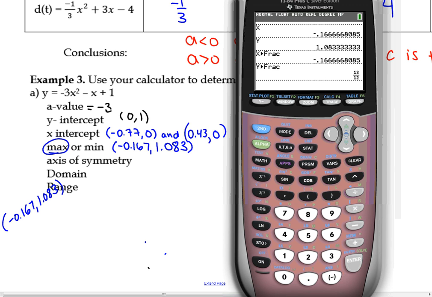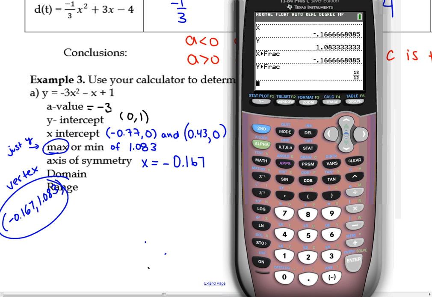Axis, oh no, what did I do wrong there? Max or min, what should I only state? y. So max of 1.083. Just the y value. Or max at y equals just the y value. Axis of symmetry would be the x value. And you'd have to write this as an equation. This one, x equals, it has to be written as an equation. So the x-value of your vertex. What was the x-value? Negative 0.167 right here. Here's my vertex.